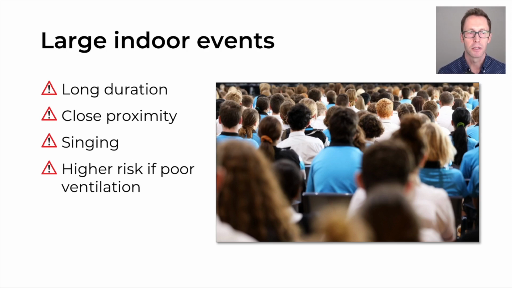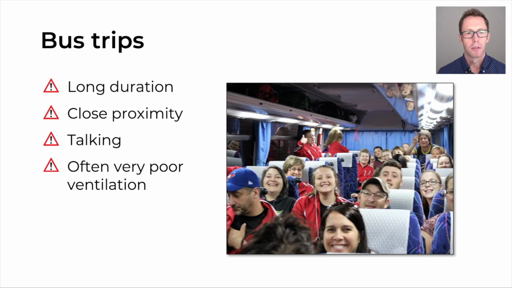And again, these types of indoor events have a risk of both short range and long range transmission. And the last one I want to talk about is bus trips. Buses are notorious for being poorly ventilated. They typically have long duration, close proximity, talking, and if they don't have openable windows, which is quite common in Australia, then they may very likely have extremely bad ventilation.